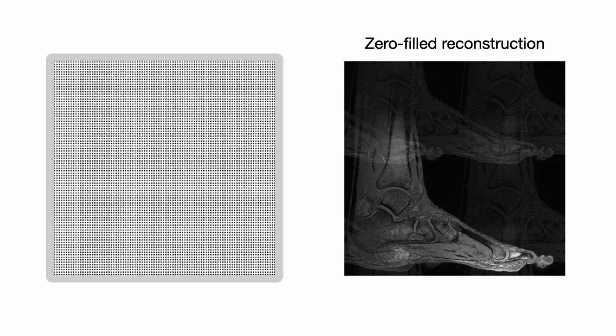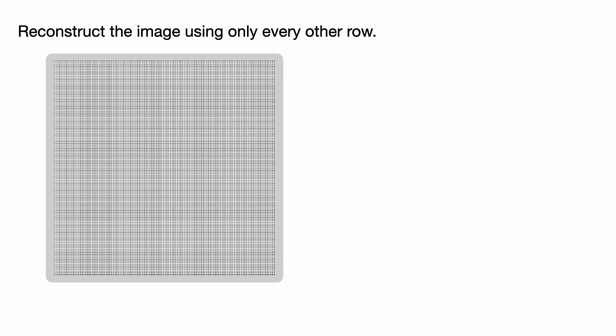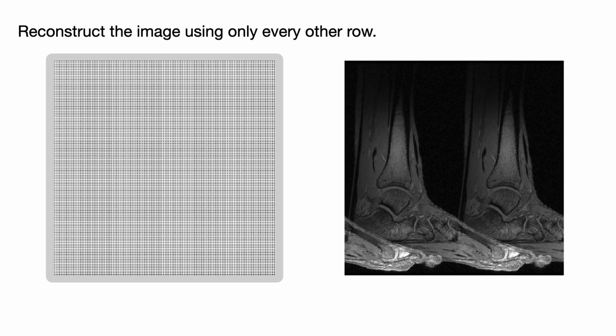So this is the sampling pattern of the data that we collected. And this is what happens if we do a zero-filled reconstruction. There's significant aliasing and the image is highly corrupted. We're now going to show you that the proposed method works much better. Firstly, we reconstruct the image using only every other row. This is the aliasing present. The image has been shifted horizontally by half a field of view and then added to itself.